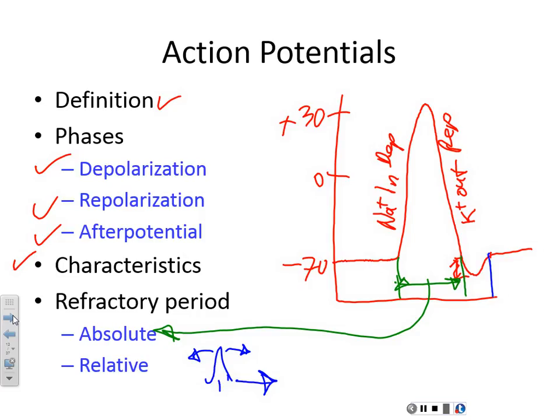So the part where it hyperpolarizes, from there to there, that's relative, because a strong above-threshold stimulus can start an action potential. And parts further down will be resting so they can be stimulated. So the action potential only goes in one direction. Okay, so be able to tell me about absolute refractory period, about relative refractory period.